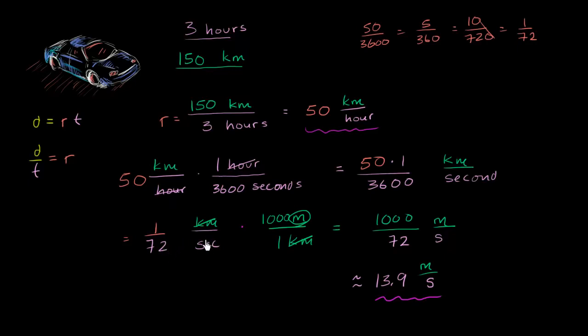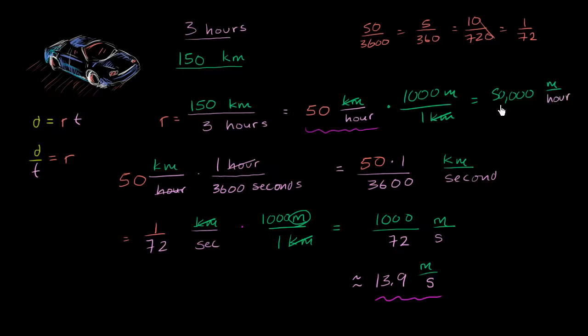And also, if I tried to think about it in terms of meters per hour, that also would be strange. Actually, I encourage you to calculate it. Try to convert this right over here to meters per hour. Then we would say, well, we could use the same thing here. That's going to be 1,000 meters for every 1 kilometer. Kilometers cancel out, and I'm going to be left with 50 times 1,000 is 50,000 meters per hour.